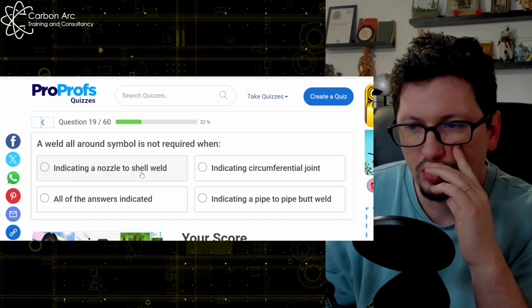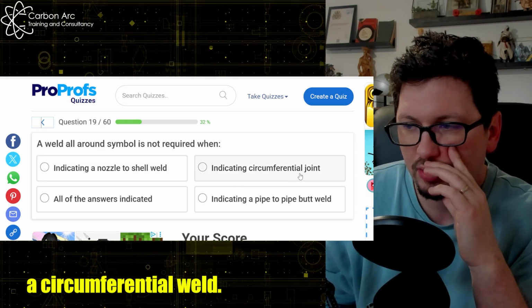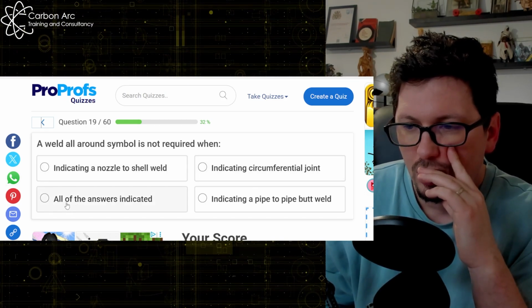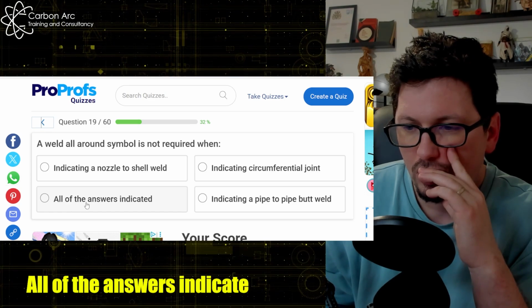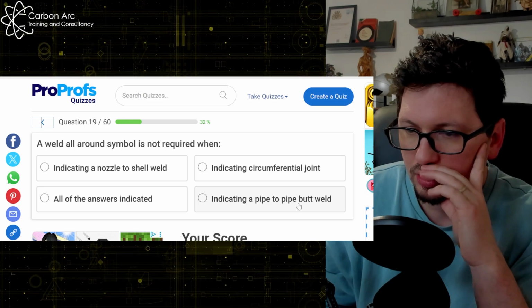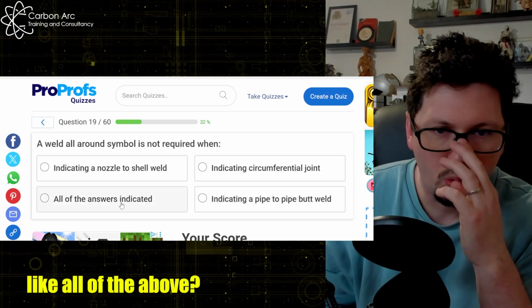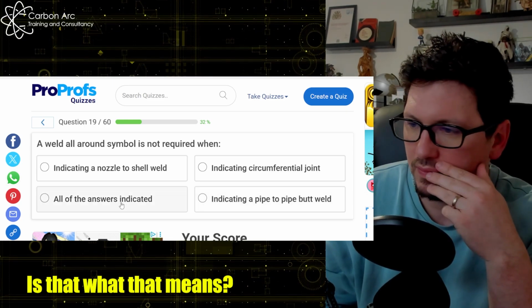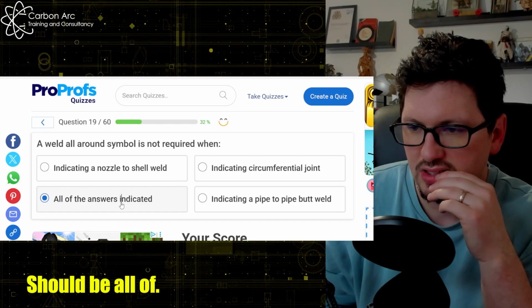A weld all around symbol is not required when indicating a nozzle weld to a shell, indicating a circumferential weld. All of the answers indicating a pipe. Does that mean like all of the above? Is that what that means? It should be all of the above.